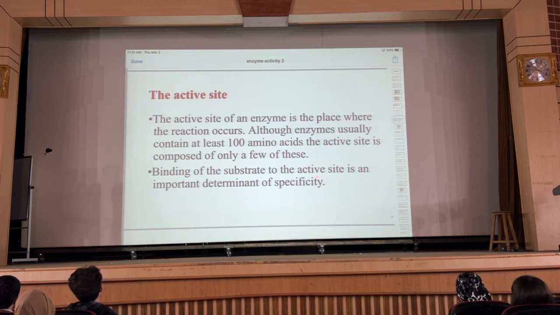Binding of the substrate to the active site is an important determinant of the specificity.